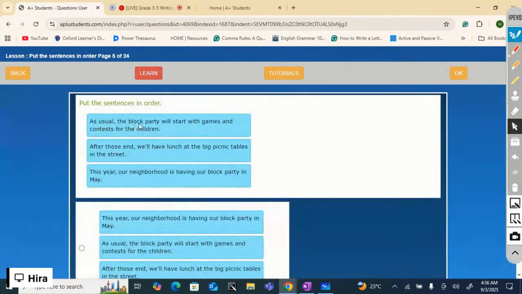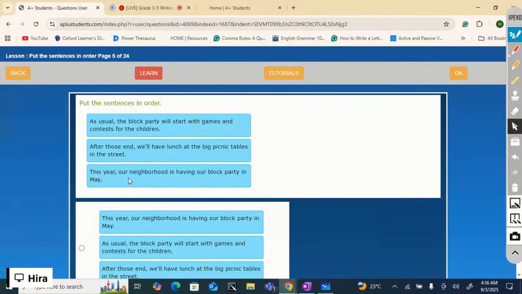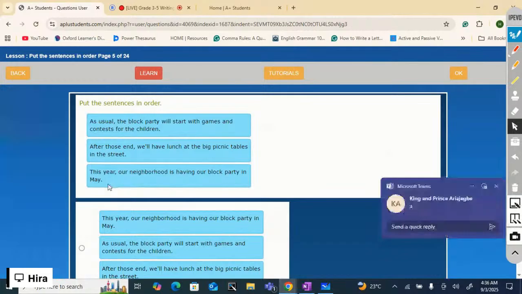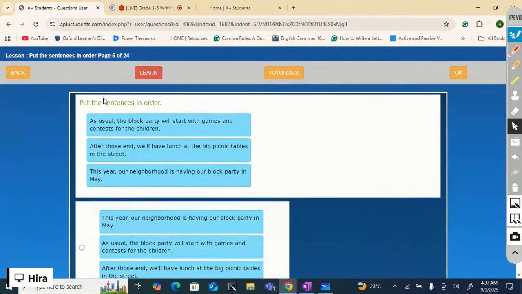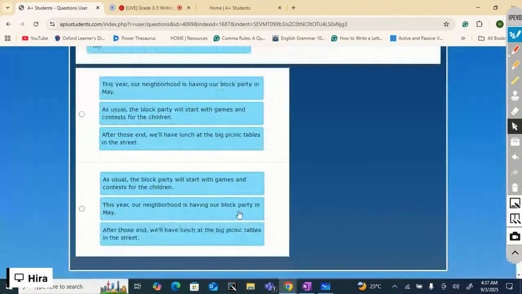As usual, the block party will start with games and contests for the children. After those end, we'll have lunch at the big picnic tables in the street. This year, our neighborhood is having our block party in May. Now put them in order. First or second?